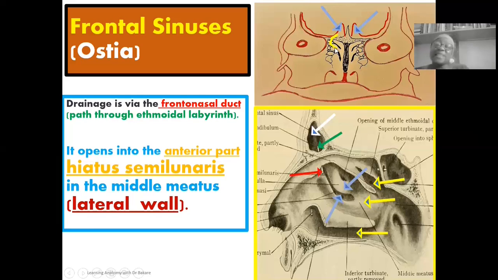So the frontal sinus is actually opened into the middle meatus. But when you talk in terms of the specific region of the middle meatus that it is opened into, then it is the anterior part of the hiatus semilunaris. And this is where the frontonasal duct on the other side also opens into the middle meatus of the nasal cavity, of course, passing through the ethmoidal labyrinth.